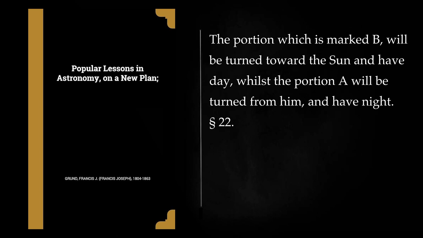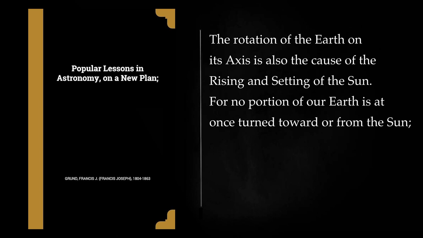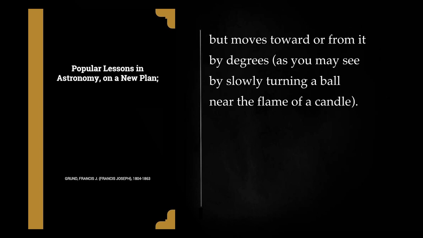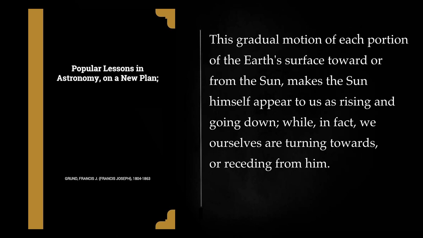Section 22. The rotation of the Earth on its axis is also the cause of the rising and setting of the Sun. For no portion of our Earth is at once turned toward or from the Sun, but moves toward or from it by degrees, as you may see by slowly turning a ball near the flame of a candle. This gradual motion of each portion of the Earth's surface toward or from the Sun makes the Sun himself appear to us as rising and going down, while, in fact, we ourselves are turning towards, or receding from him.